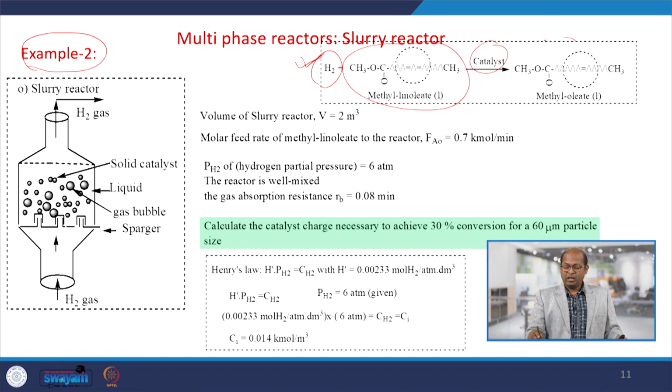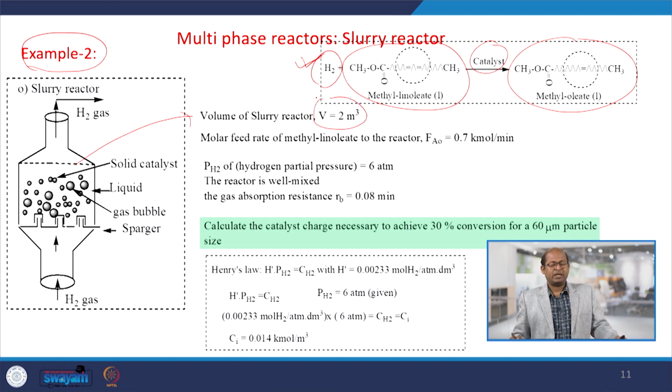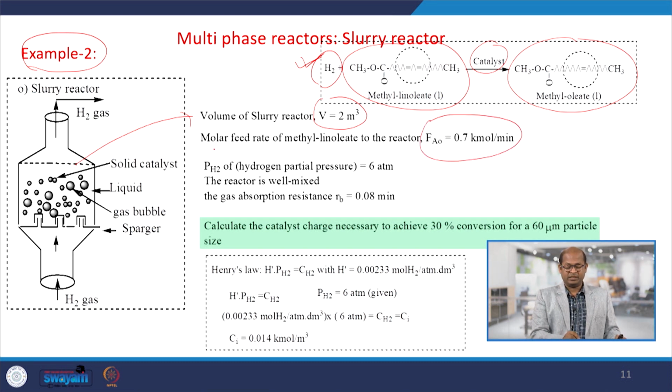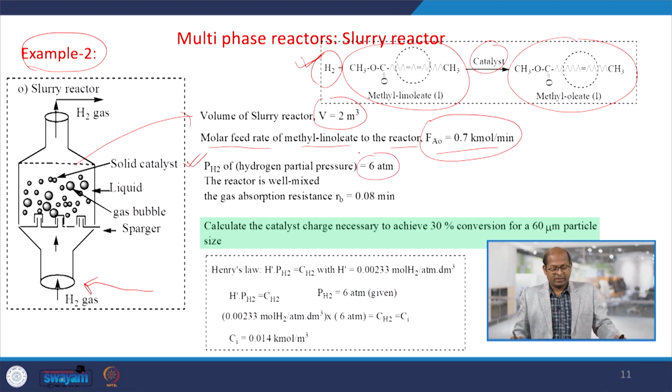Here the product is methyl oleate, that is the liquid phase product. In this particular reactor the slurry reactor volume is given, 2 meter cube, and the molar feed rate of methyl linoleate, the liquid reactant, is given as Fa naught equals 0.7 kilomole per minute. The hydrogen pressure charged from the bottom of the reactor is 6 atm, and the gas phase absorption resistance is also given, 0.08 for this particular system.